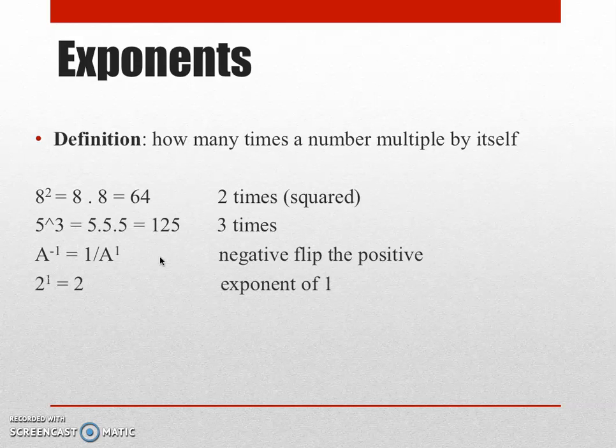First one is exponent of 1, which is always the same number. And second is the exponent of 0, which always results in 1. So any number to the power of 0 will give you 1. And these we need to remember to be able to solve the exponent problems.